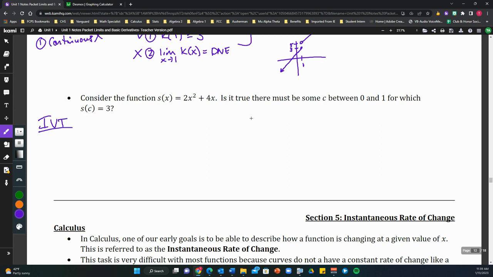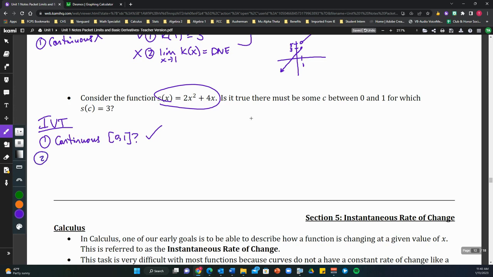So, okay, intermediate value theorem. First condition, continuity. We need to know, is this continuous on the interval from 0 to 1? Well, the answer to this is an automatic yes, because this is a well-behaved function. This is a quadratic. We know all polynomial functions are continuous on their entire interval, so we don't have to worry about checking anything. We know this to be continuous.